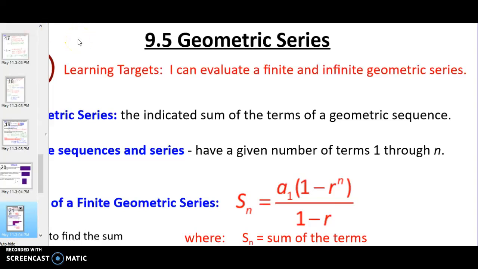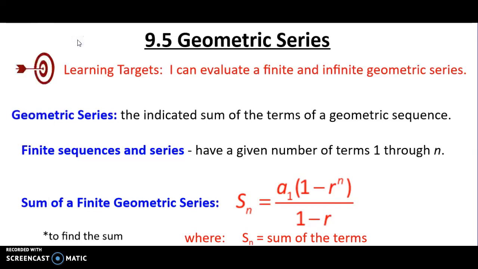Hey, Mrs. Radigan here with the last lesson on sequences and series. This one's on geometric series. So we're talking about the sum of terms in a geometric sequence.